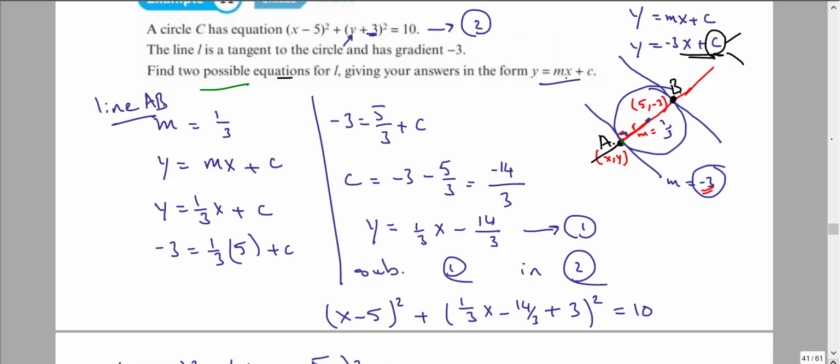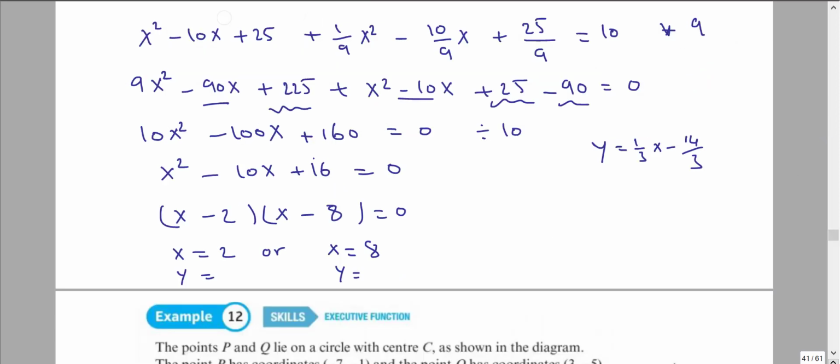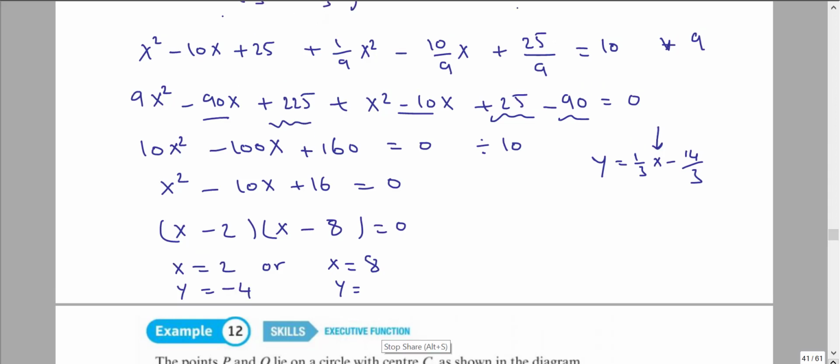Substitute 2 and 8. Where? So substitute here 2. Put 2 first and tell me what y will be. Put here in this equation x equal 2. Correct. So y will be negative 4. Y will equal negative 2. So the 2 points here, Adam, are (2, negative 4) and (8, negative 2).